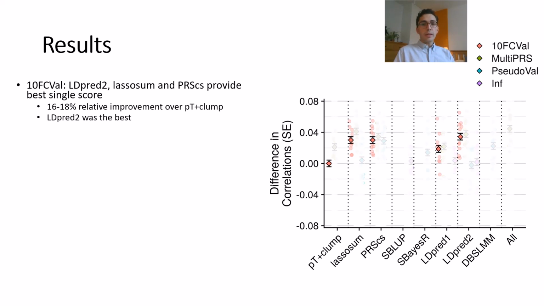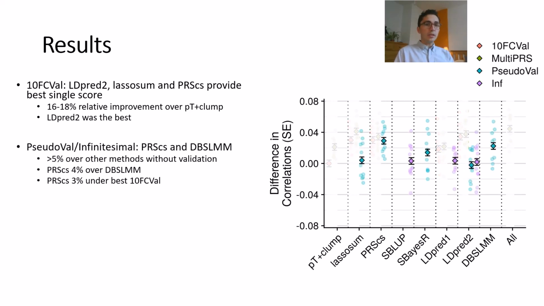When comparing methods that use tenfold cross-validation to optimize parameters, shown in red, you can see that the best methods are LDPRED2, lasso sum, and PureSCS, all outperforming the PT plus clump approach, providing a 16 to 18% relative improvement in prediction. LDPRED2 showed further nominally significant improvements over lasso sum and PureSCS on average.